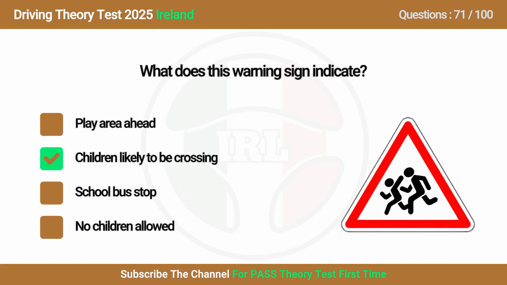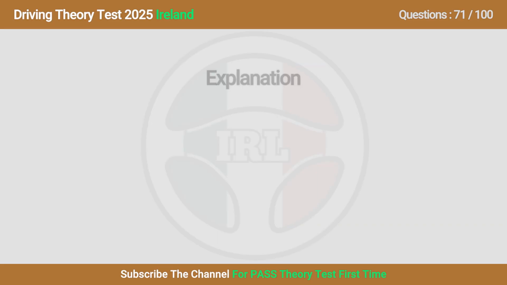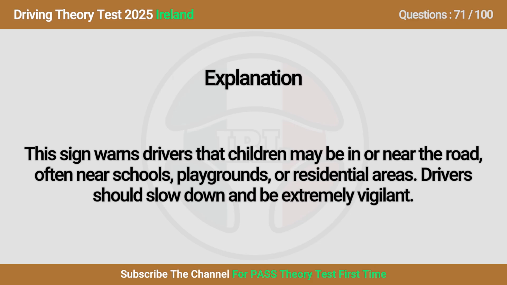Answer is B. Children likely to be crossing. This sign warns drivers that children may be in or near the road, often near schools, playgrounds, or residential areas. Drivers should slow down and be extremely vigilant.